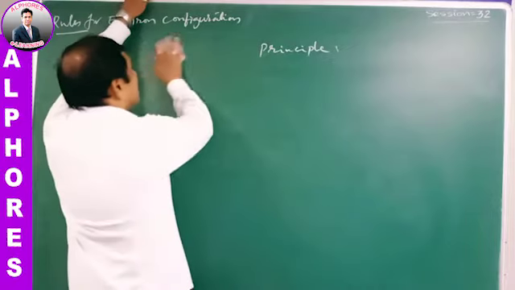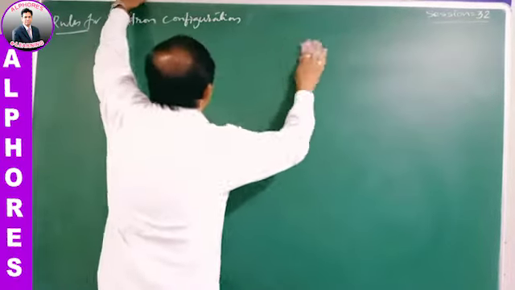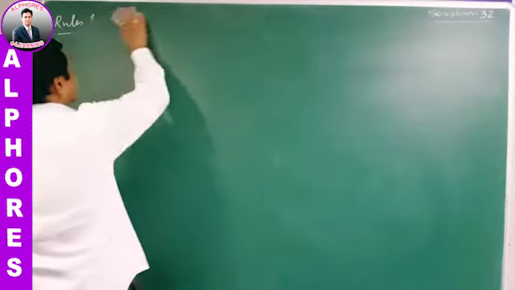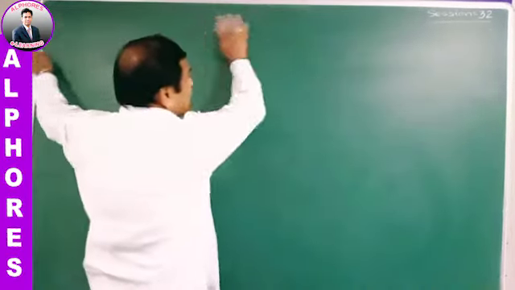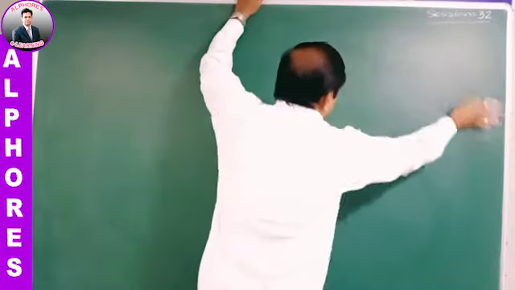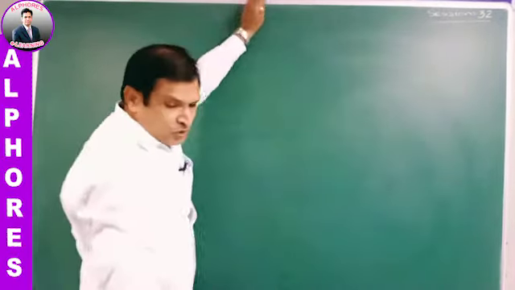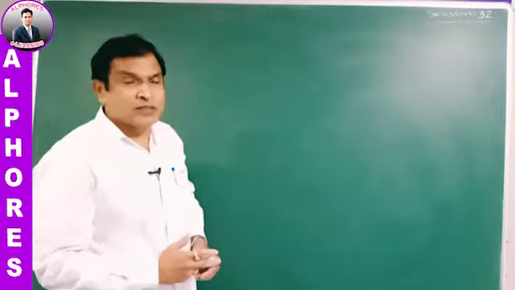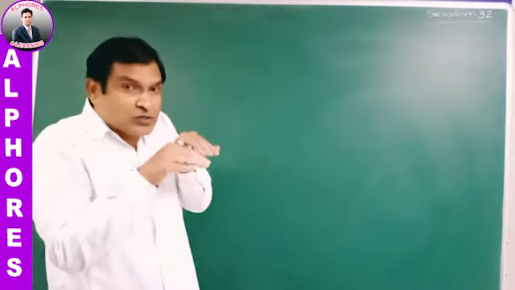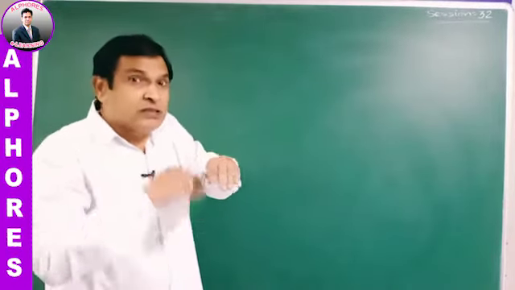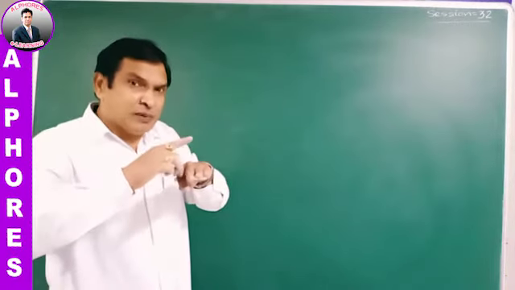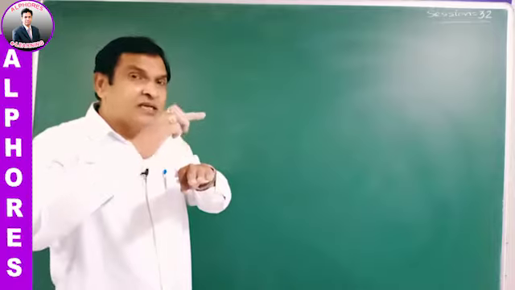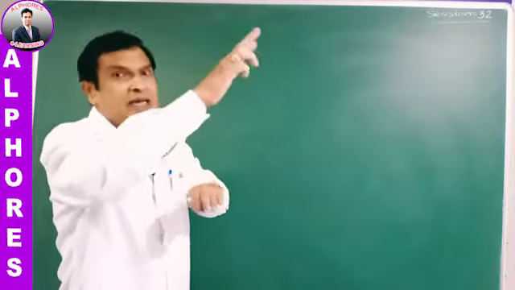So that means the first electron occupies the lowest energy atomic orbital. Remember, earlier in today's session we completed the energies of atomic orbitals. The first electron occupies the lowest energy atomic orbital, then the next lowest, then the next lowest. So the building up of electrons takes place in the increasing order of their energies.